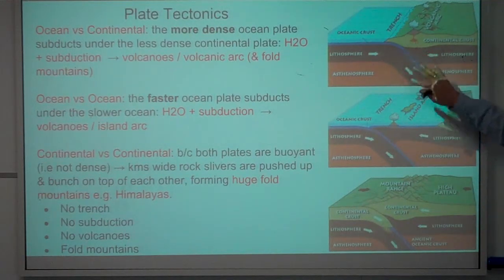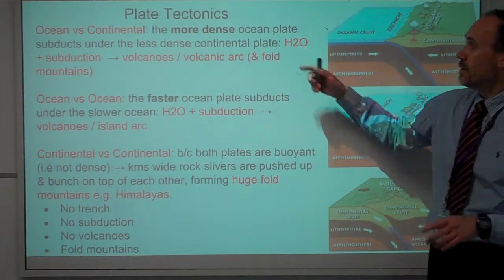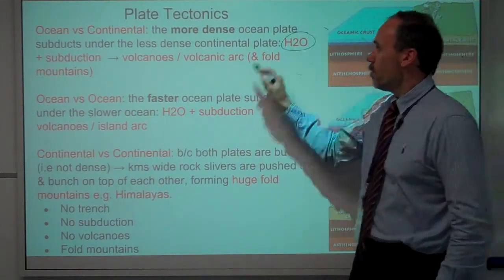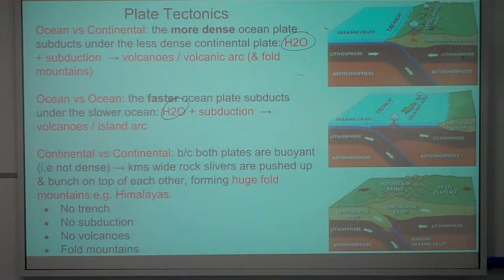So what we have here is three different things happening. We have ocean versus continental, ocean versus ocean, and continental versus continental. And because of the different densities and the different speeds, you can have slightly different outcomes. If water, what do you notice here? Circle that. Water and water. What do you get if you have water and subduction? More water. You're getting a volcano.